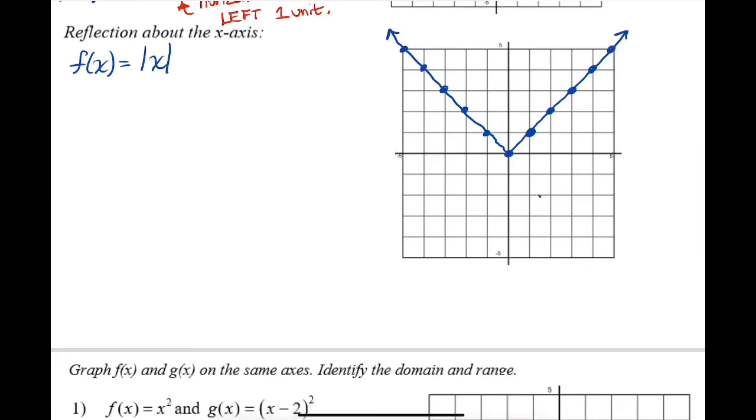Okay, so what will make that reflect? Now the thing that will make it reflect is if you add a negative sign or a negative coefficient in front of it, not within the grouping symbol though. So the reflection is going to look like that. So they're going to share that point.